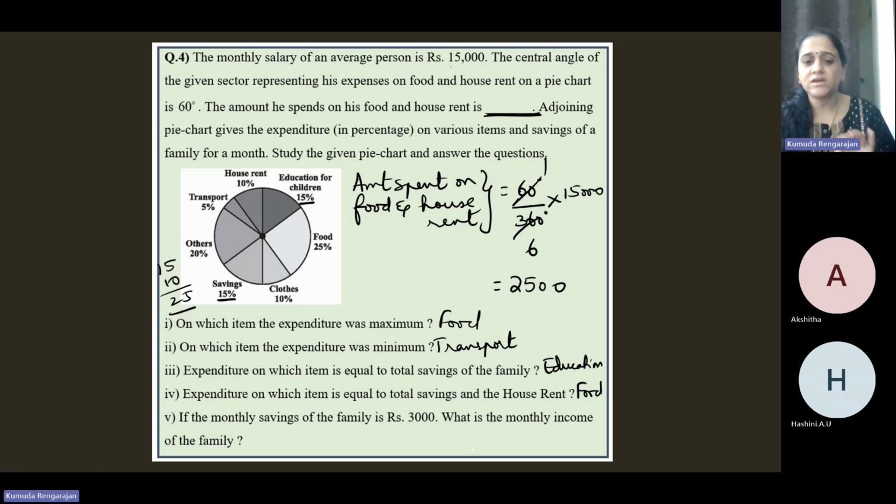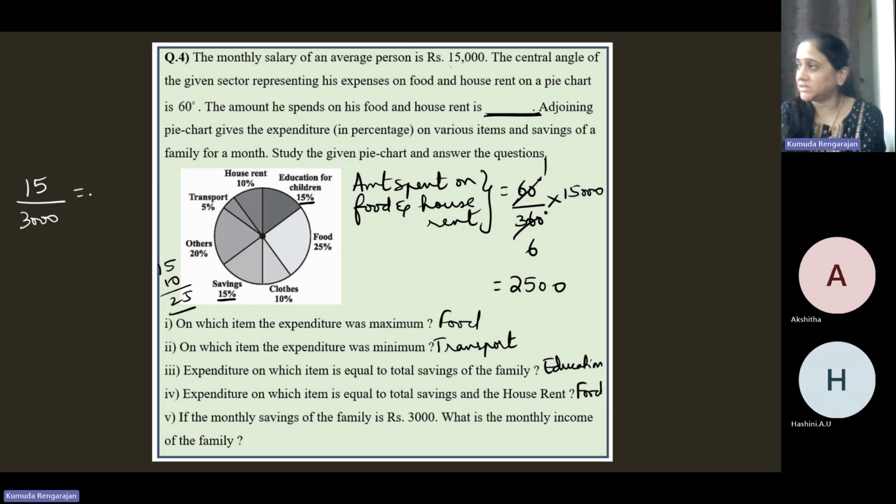If the monthly savings is 3,000, what is the monthly income? Income, we understood. Income is everything together: expenditure and savings together is income. So 3,000 is savings. What's the percentage for savings? 15%. 15% means what's the value here? 3,000.